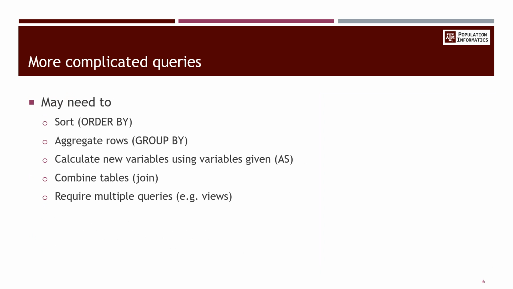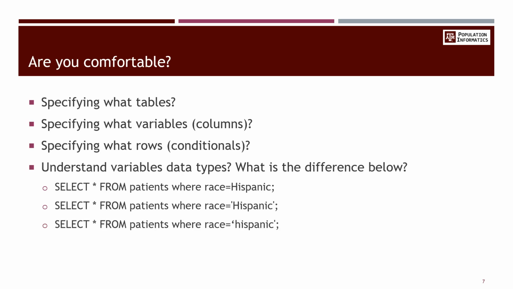For more complicated queries, you may need to sort using order by, aggregate rows using group by, calculate new variables using the keyword as, or combine tables. If you need to build multiple queries, you can use views to save queries as you go. Are you now comfortable identifying and specifying the tables, columns, and rows you need? Then you are now ready to ask questions to a database.